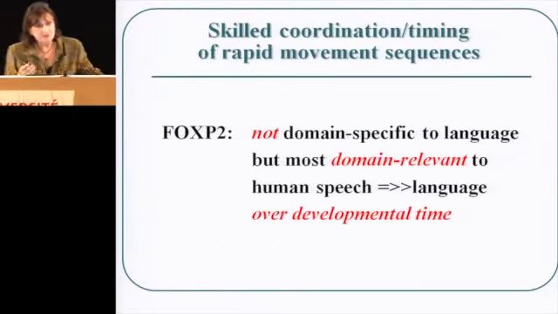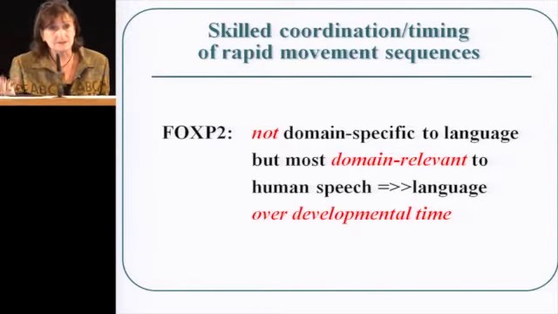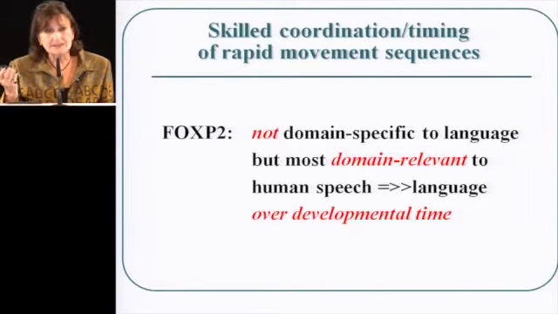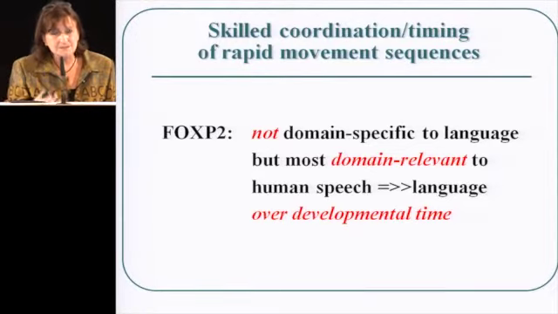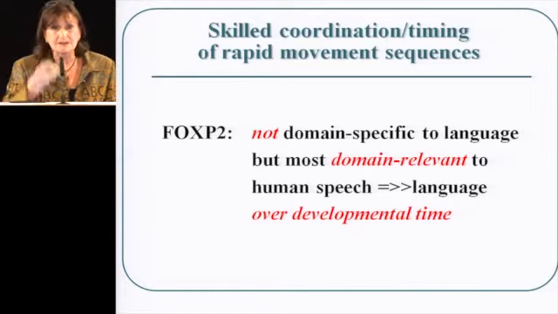So FOXP2 is not domain-specific to language, as many people had claimed in the literature, but it's most domain-relevant to language, because in the human case, one of the most important aspects of our behavior is the rapid movement coordination and timing of our speech. Speech is used all the time in communication and so forth, and this is a very important part.